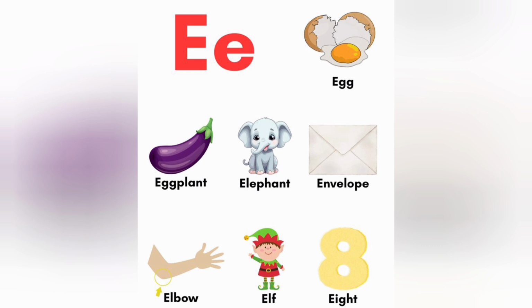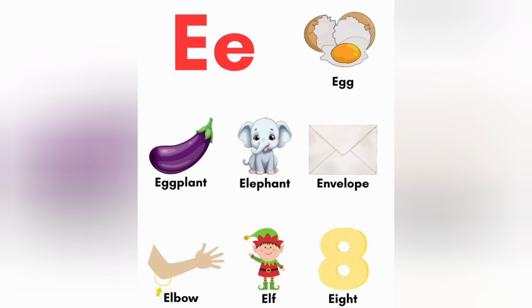This is letter E. E sound E. E for egg. E for eggplant. E for elephant. E for envelope. E for elbow. E for elf. E for 8.